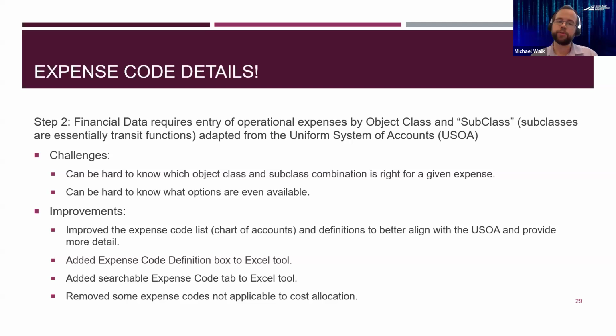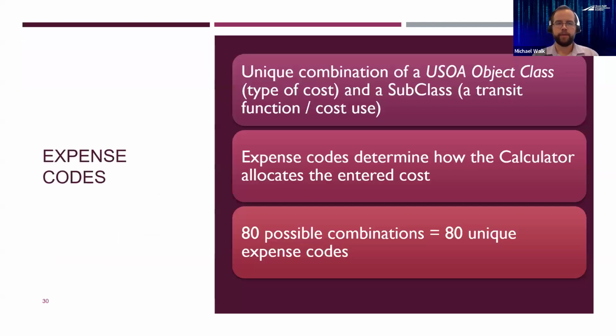And we've added a searchable expense code tab so that you can search for keywords and find the expense codes that contain the word you're looking for. There was also some removal of expense codes that weren't actually applicable to cost allocation, even though they were in the USOA. Next slide.